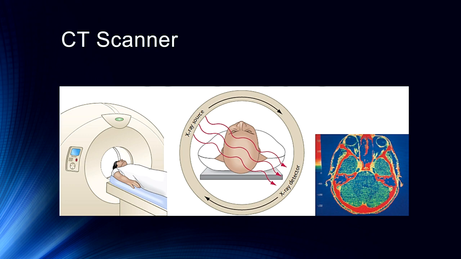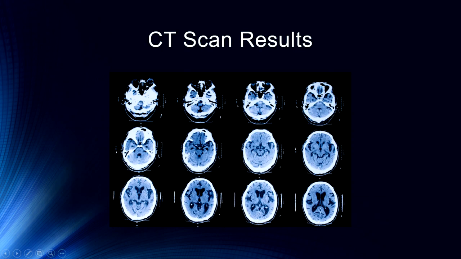And so we just have an X-ray source, an X-ray detector, and then this sort of circles around your head and creates a three-dimensional image, which can then be conveyed as slices. So this is what a CT scan might look like. We can look at whether or not the cerebrospinal fluid spaces are looking like they're supposed to. So we can look at the ventricles.